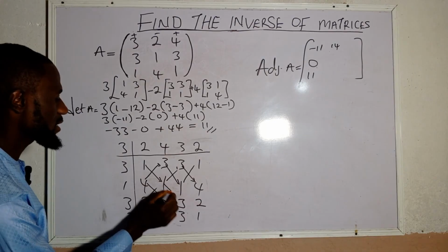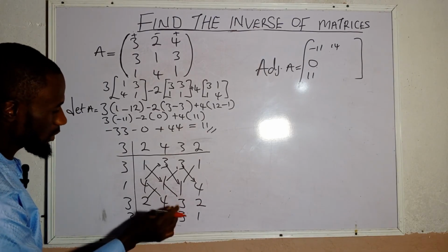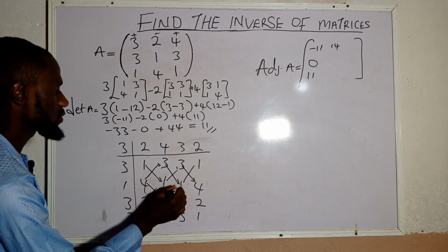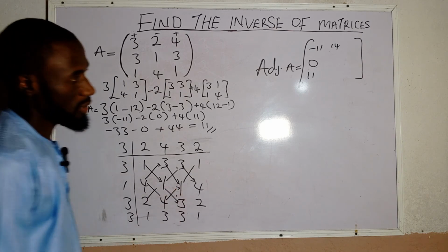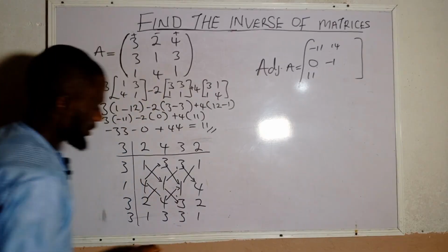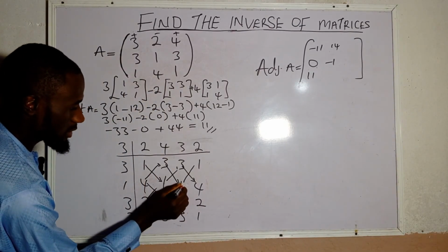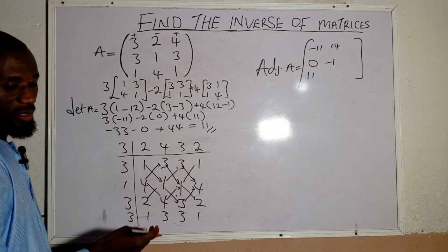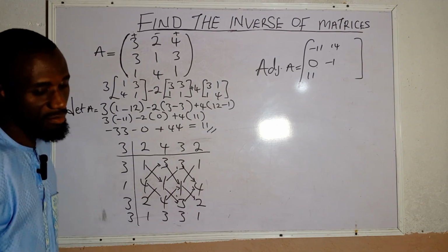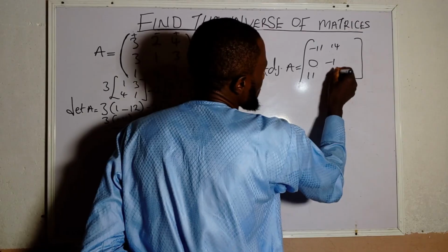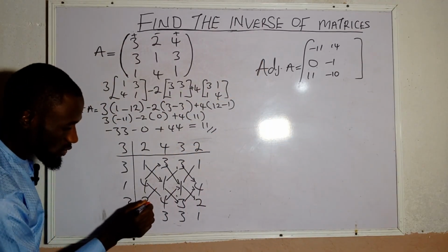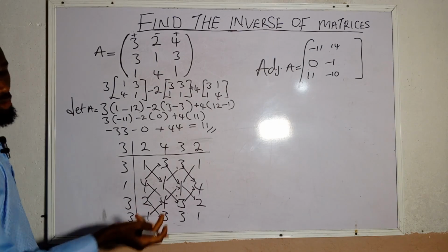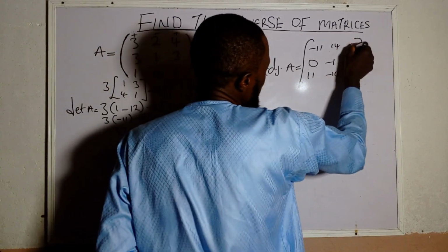Then we have the next one. We have 1 times 3, minus 4 times 1. Here we have minus 1. Then again we have 1 times 2 minus 4 times 3. 2 minus 12 we have minus 10. Then 2 times 3 minus 1 times 4. 6 minus 4 is equal to 2.